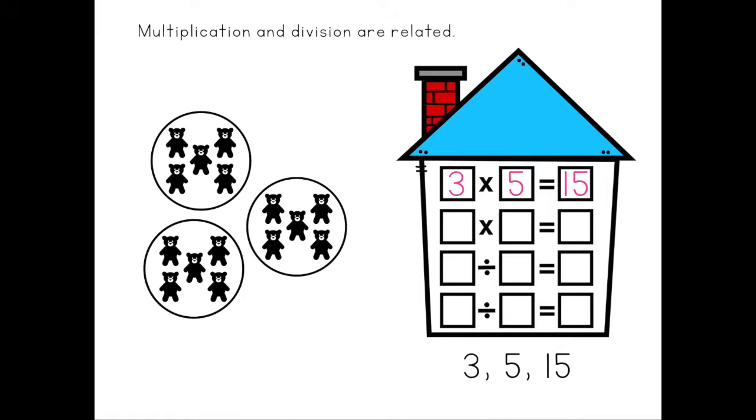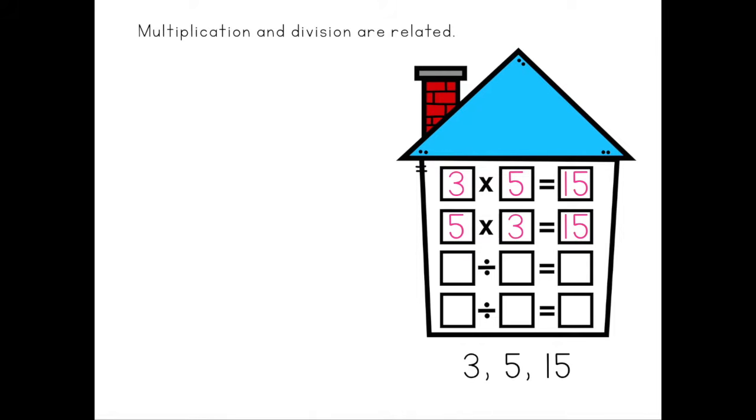Now I'm going to use the same numbers to create a new multiplication sentence. Many of us know the commutative property tells us that it doesn't matter what order our first two numbers are in when we do multiplication. So I'm going to switch the 3 and the 5 around. There. 5 times 3 equals 15.